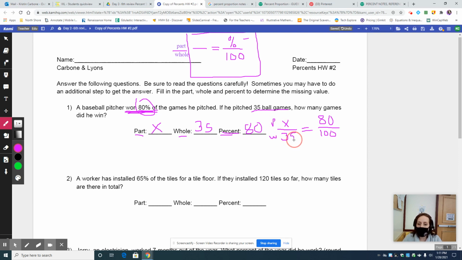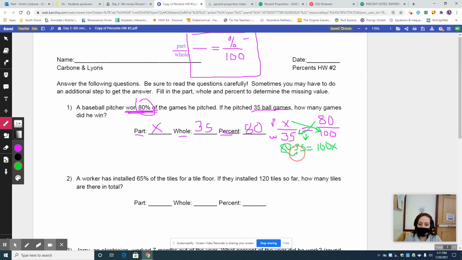Now we need to use cross products or cross multiplication to get our answer. Cross means you're making like a crisscross. So you're doing 100 times X, which gives you 100X. Bring down your equal sign, and then 80 times 35. I'm going to write that 80 times 35. Now we just need to simplify and solve.